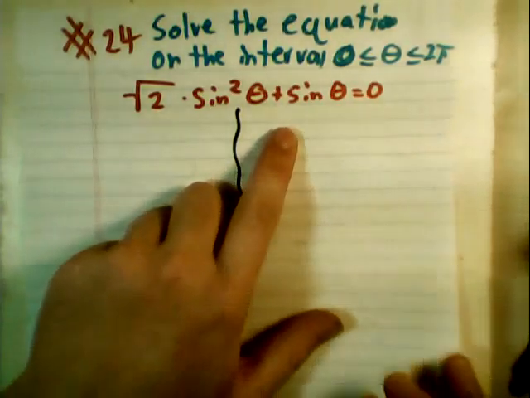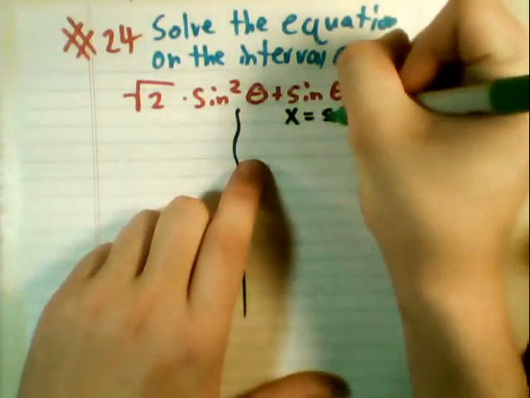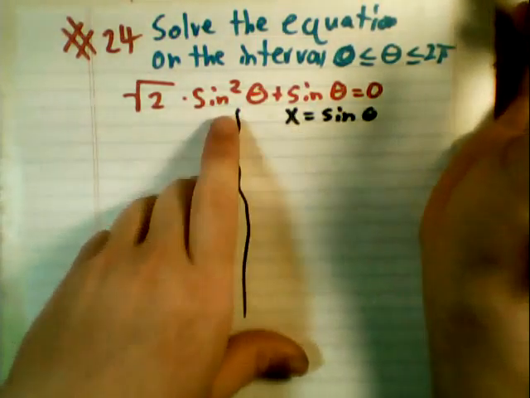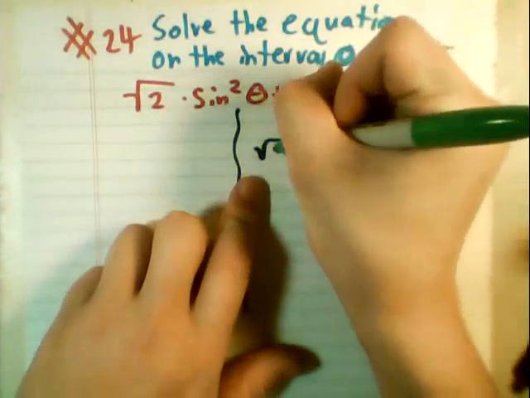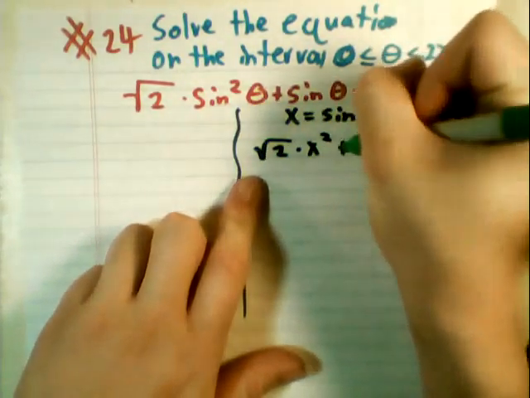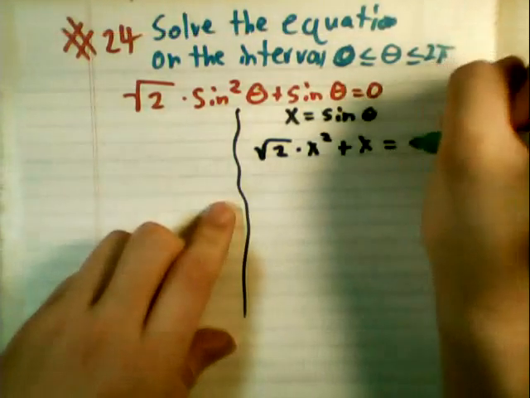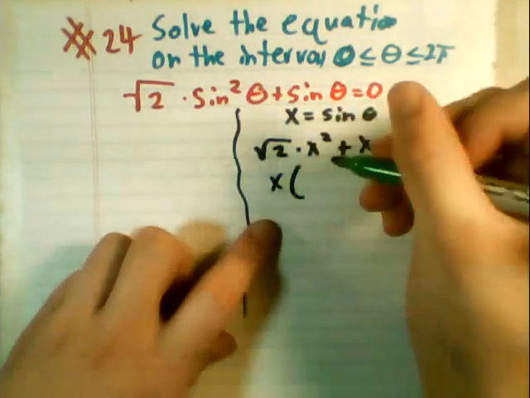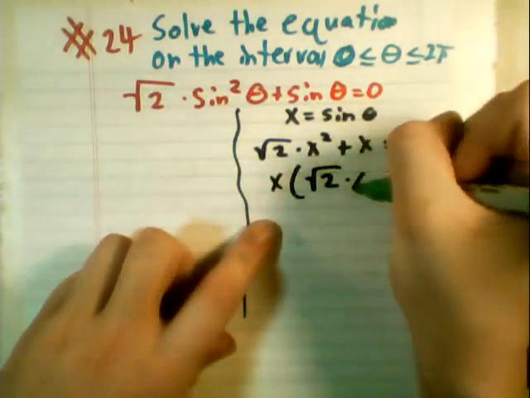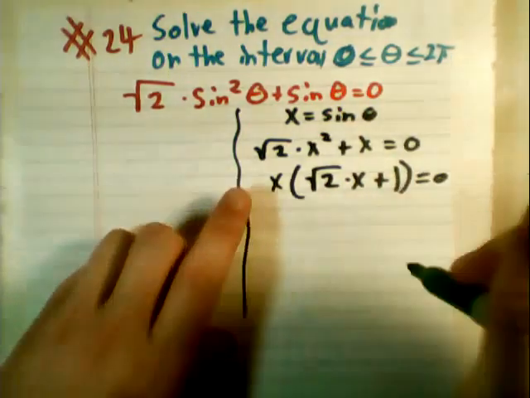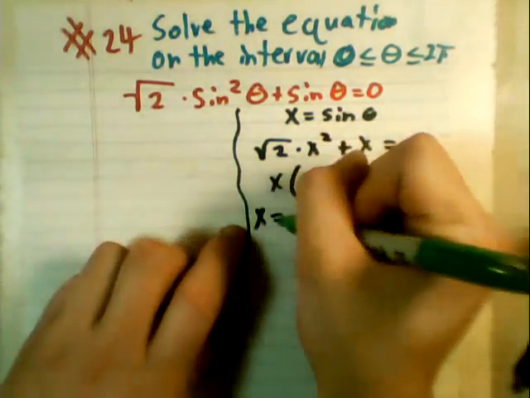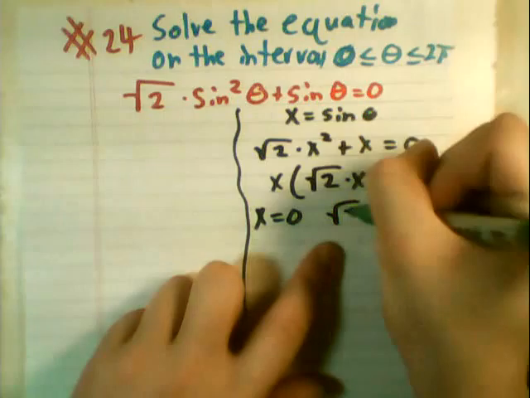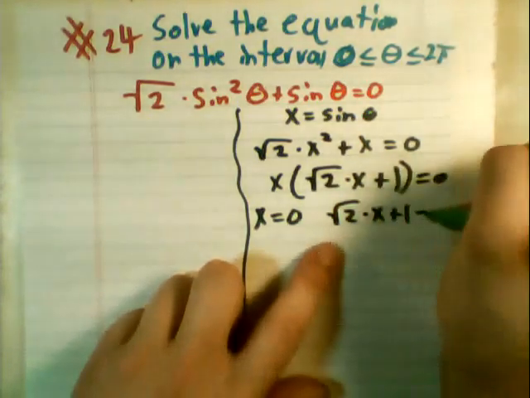On this side, let's act like x equals sine theta. So then we can go about plugging x into where there's a sine. So we get the square root 2 times x squared plus x equals 0. Now let's solve this like we would when we're solving for x. Let's factor out an x. So we get x times the square root 2 times x plus 1, and we set each part equal to 0. So we have x equals 0, and we have the square root 2 times x plus 1 equals 0.